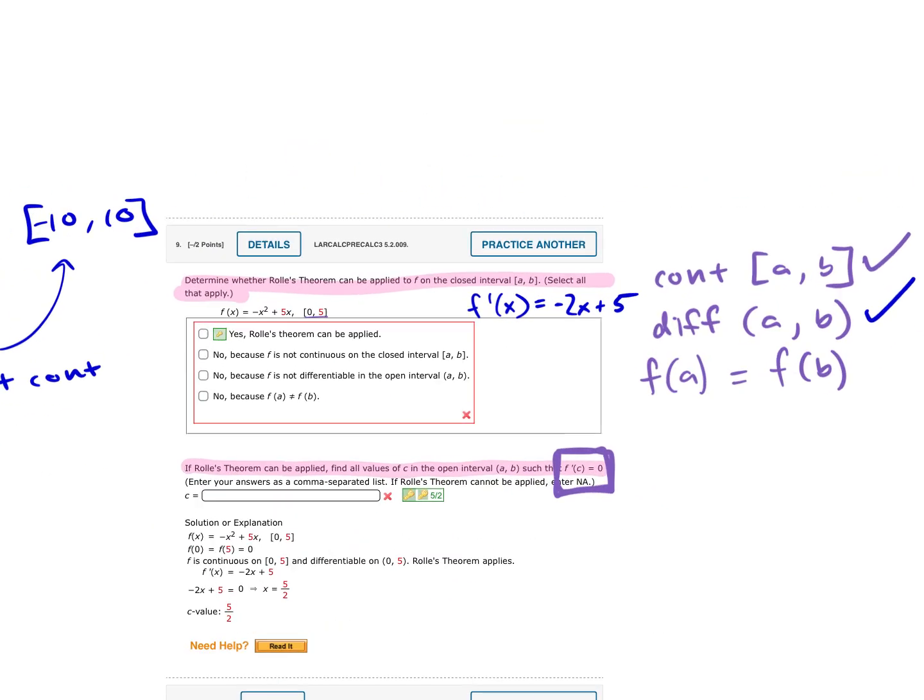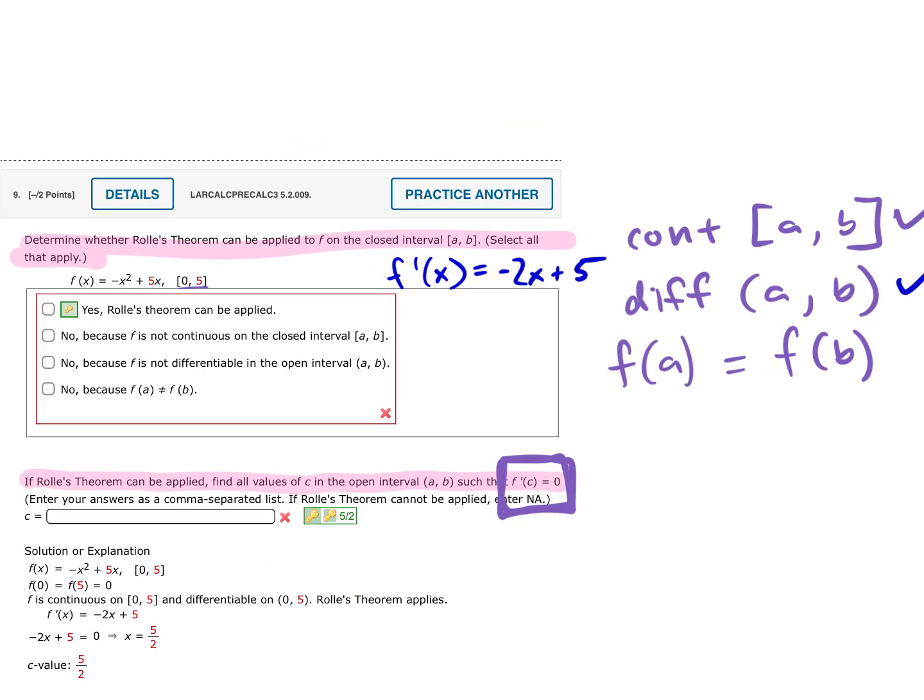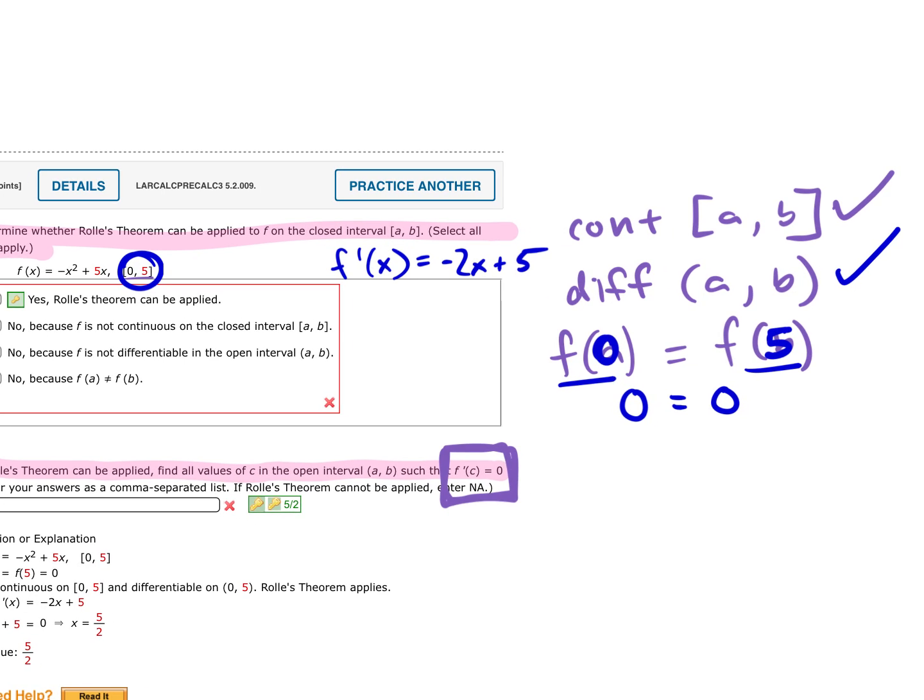All right, so let's finish this question. We also have to make sure that f of a is equal to f of b. So a is 0 here and b is 5 because that's our interval. If I plugged in 0, I would get 0. If I plug in 5, I would also get 0. So since f of 0 is equal to f of 5, we can use Rolle's theorem. We have to check and make sure all three things are true in order to use Rolle's theorem.